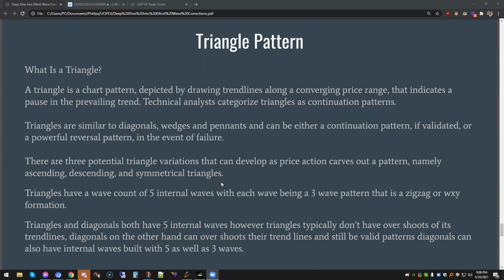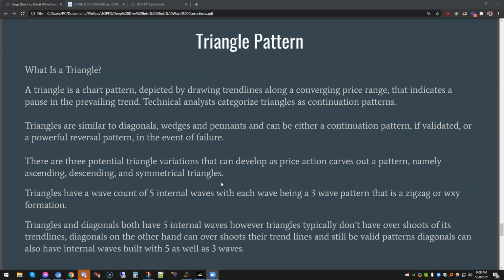We can have the AB equals CD, which is typically also 5, 3, 5, but you have AB being equal to CD. Now, the WXY formation is going to be typically a 3-3-3 wave construction to create that three-wave pattern formation. It could be a bit more on the complex side, but a simple WXY will be 3-3-3.